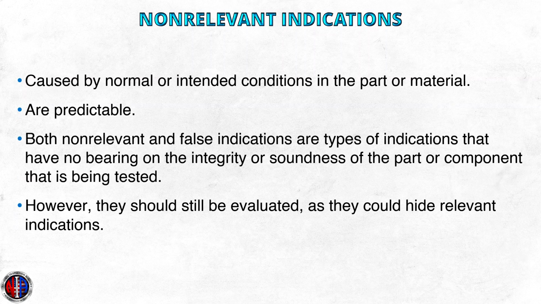Non-relevant indications are caused by normal or intended conditions in the part or material. Non-relevant indications are predictable, and the inspector should be able to identify their cause. Some common part configurations that result in non-relevant indications are sharp corners, keyways, splines, abrupt changes in section thickness, and threads. Both non-relevant and false indications are types of indications that have no bearing on the integrity or soundness of the part or component that is being tested. However, they should still be evaluated as they could hide relevant indications.